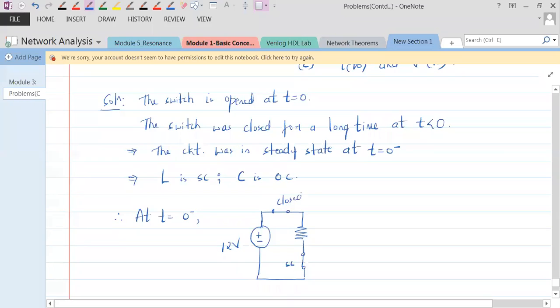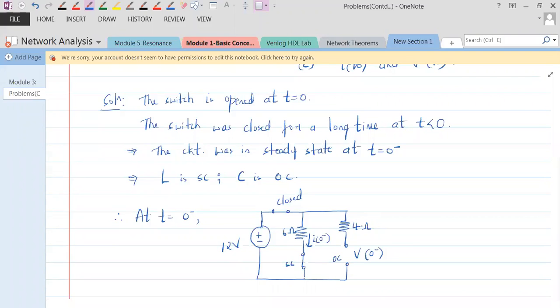Switch was closed. Then you have another resistor and the capacitor is opened. So this is an open-circuited capacitor. So here what you will have is V of 0 minus, and what's flowing here is I of 0 minus. These resistors are 6 ohms and 4 ohms. So this is how the circuit looks in steady state at t equal to 0 minus with the switch closed.